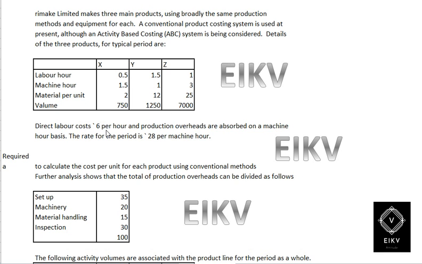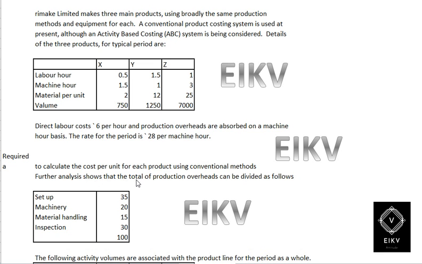For the details, direct labor cost is 6 per hour and production overhead is absorbed on a machine hour basis. The rate for the period is 28 per machine hour. And you are required, number 1, to calculate the cost per unit of each product using the conventional method.